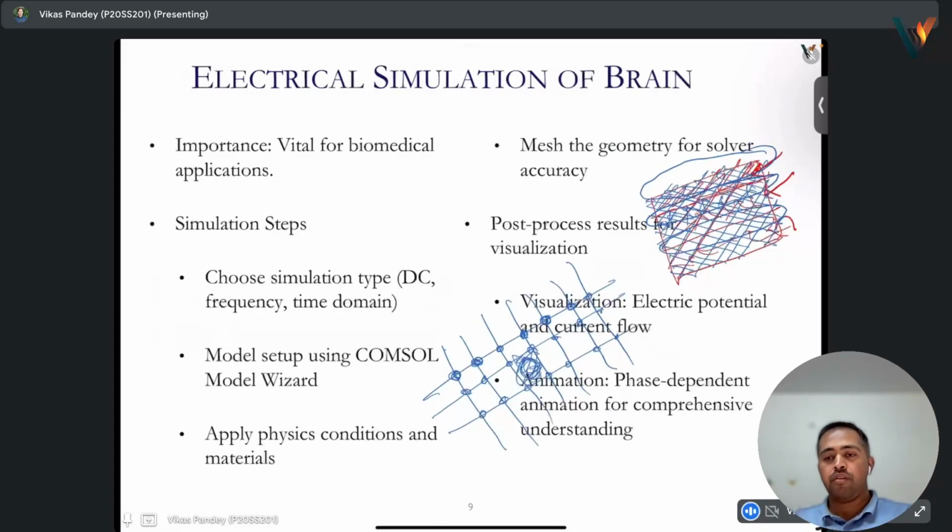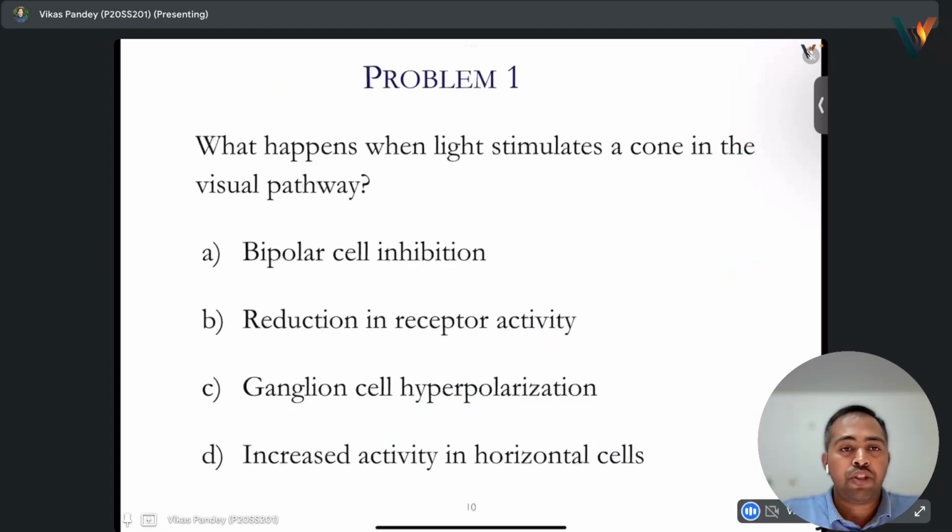Okay, so after this, let's go towards some problems related to the topics that we have covered in the week. Let's come to the first question: what happens when light stimulates a cone in the visual pathway? There is a cone in our visual pathway in the retina. So what will happen when light reaches there or stimulates that? There will be bipolar cell inhibition, reduction in receptor activity, ganglion cell hyperpolarization, or increased activity in the horizontal cell.